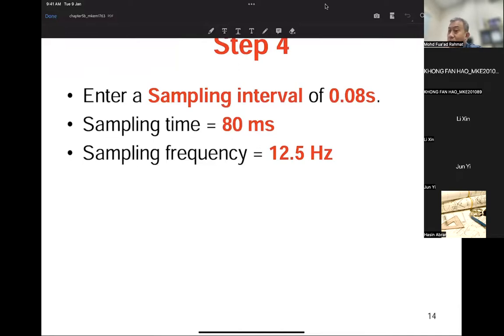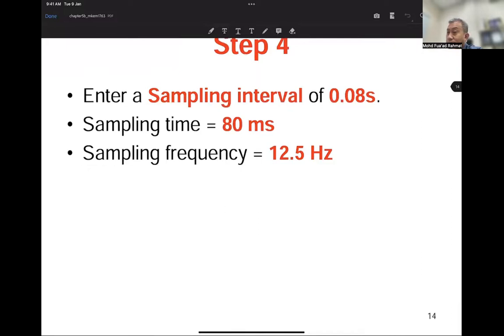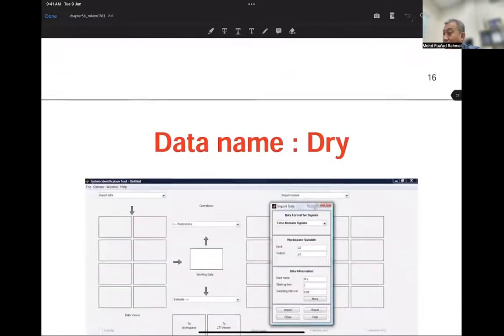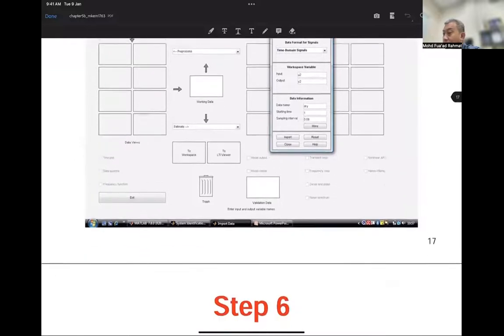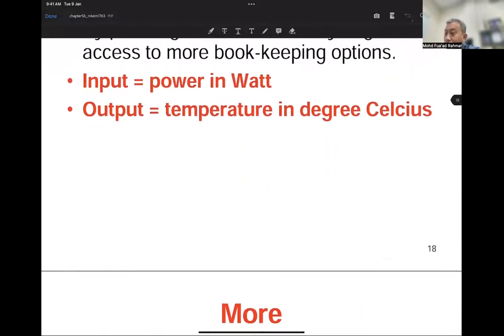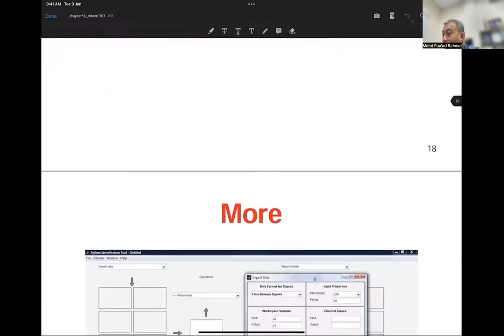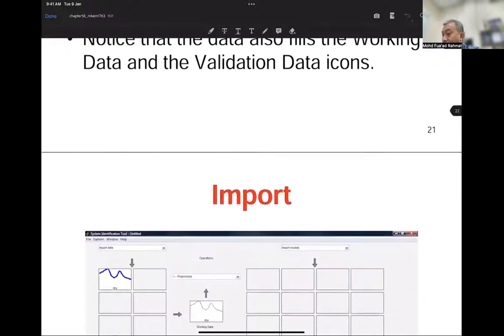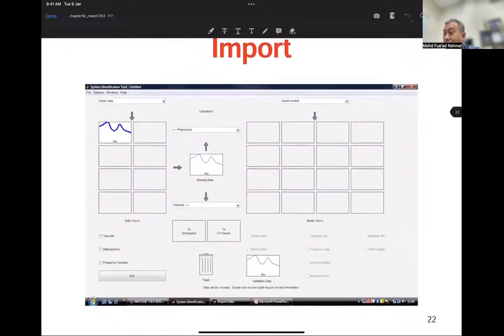Then the sampling frequency is 12.5 hertz, which is 1 over 0.08. So insert that, then put the name. After you put the name, you label the input unit and output unit, and then you import. So you will get the dry data.